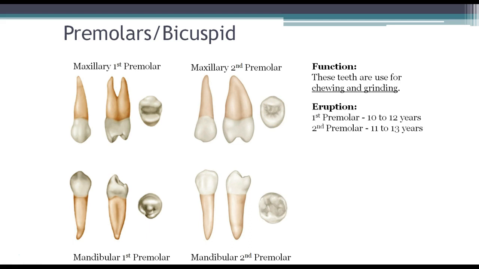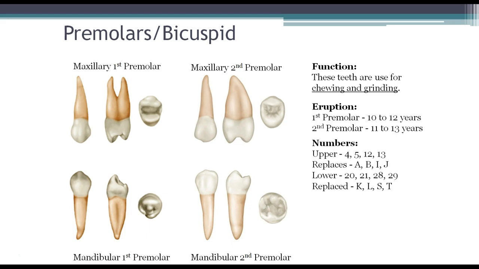These erupt around the age of 10 to 13 years old. The upper numbers will be 4 and 5 on the right side, 12 and 13 on the left side, and then they replace tooth A and B on the right side, and I and J on the left side.